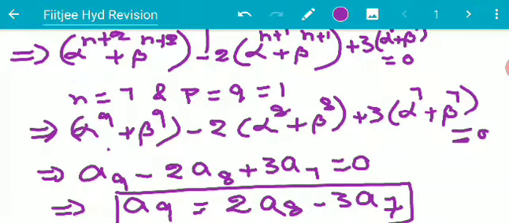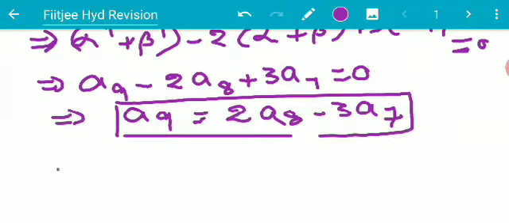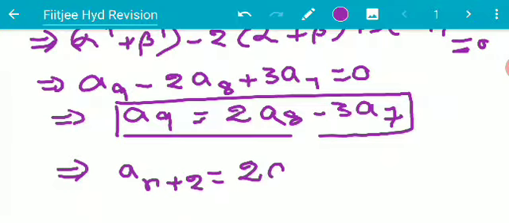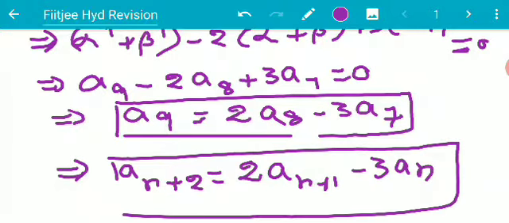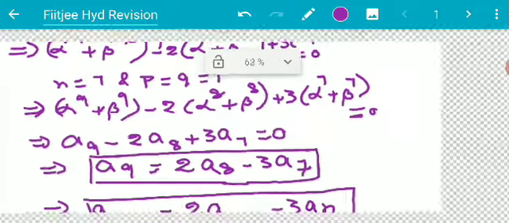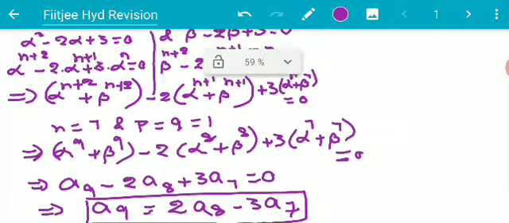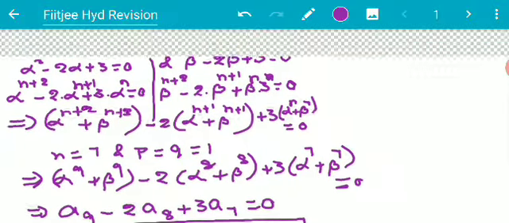Similarly, if you have to write using n, this is nothing but a n plus 2 is equal to 2 times a n plus 1 minus 3 a n. Okay, this is the generalized case. So with the help of this you can find the options. Okay, right. Yes. Next problem.